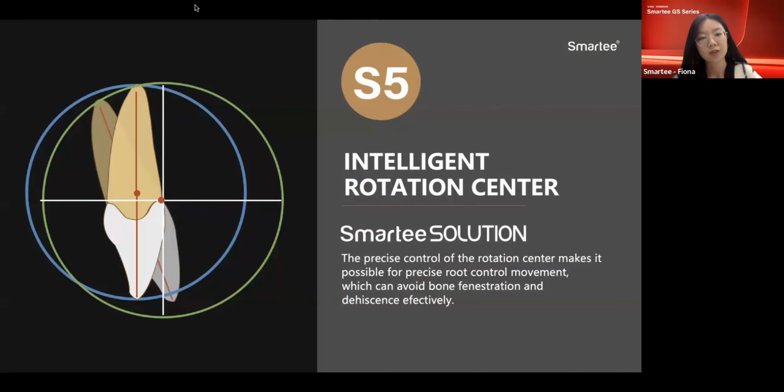So in today's course, Dr. Wu will explain how S5 allows accurate adjustment of the position of the rotation center for each tooth according to the position of the root displayed by CBCT and to achieve more accurate root control movement, solving or avoiding bone fenestration in short term. We have set aside some time for Q&A for you with Dr. Wu by the end of this lecture.